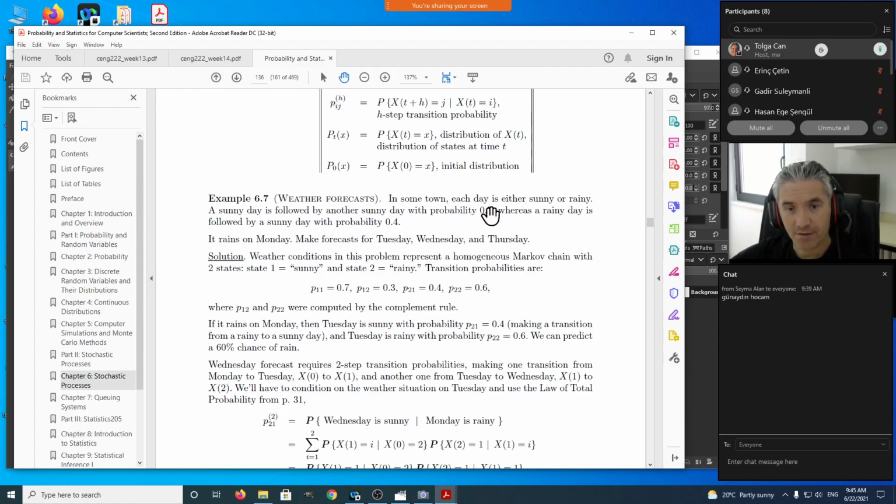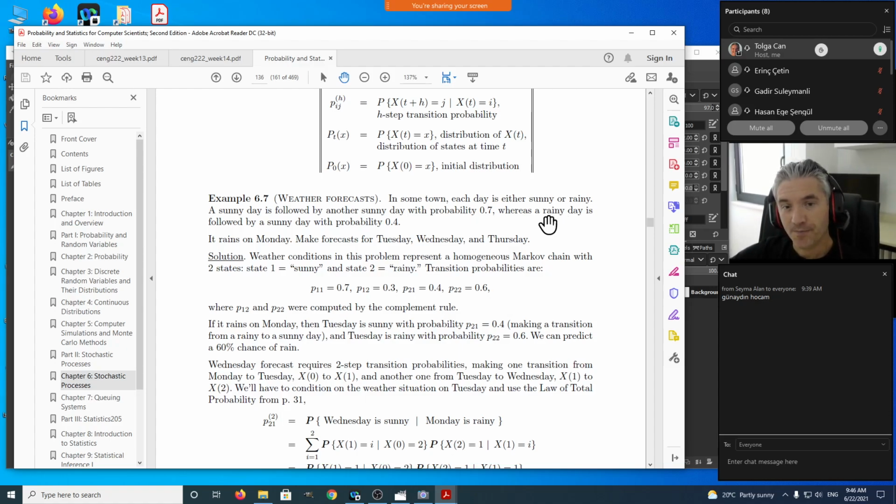In some town, each day is either sunny or rainy, which means that we are going to have a random variable with two states. And in this chapter, when we are analyzing stochastic random variables, we are looking at a particular property, the weather condition in a day, for example. These states do not mean that we look at different variables at every time point. The variable is still the same. It's the weather condition. But the only thing is that the weather condition now has a time attached to it. Weather condition at day 0, day 1, day 2.